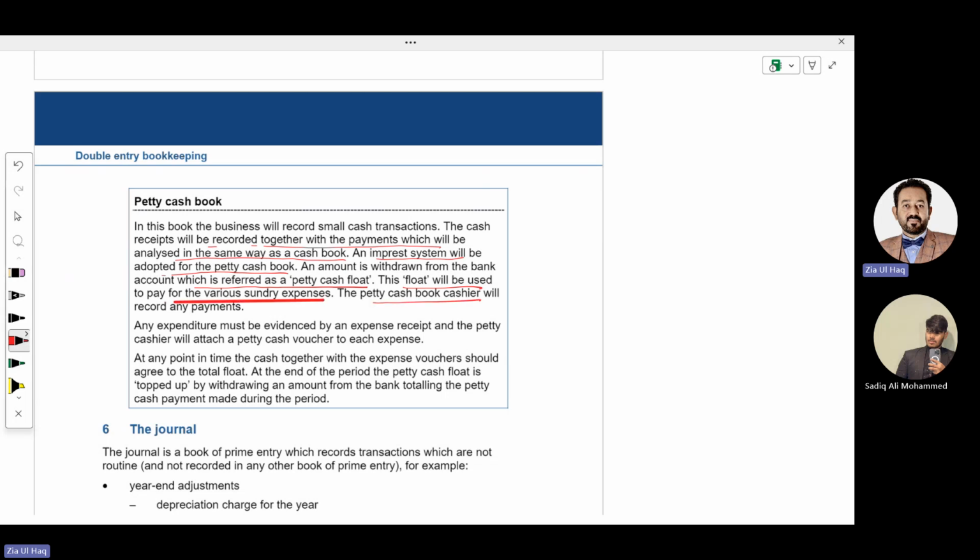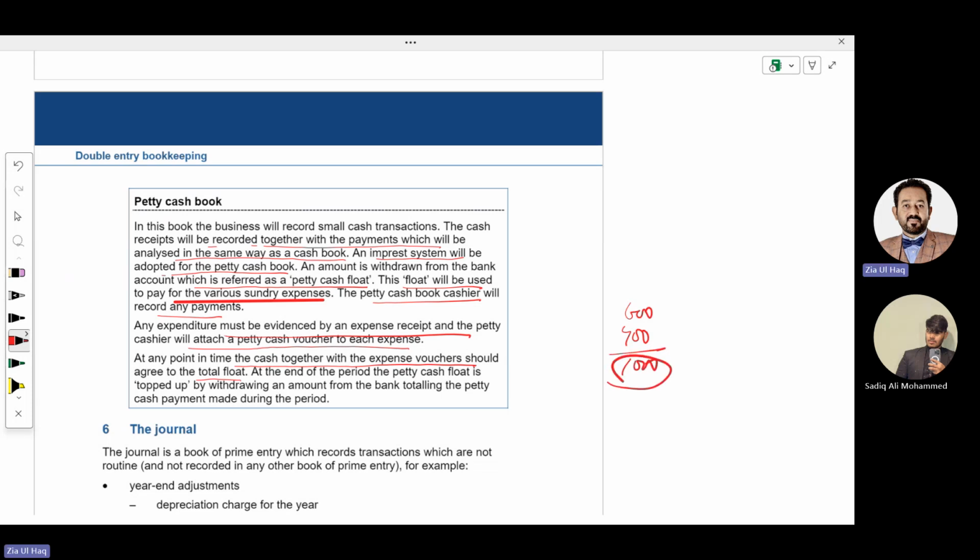The petty cash book cashier will record any payment. Any expenditure must be evidenced by expense receipt, mean bill, and petty cashier will attach a petty cash voucher to each expense. He should keep record of vouchers. Vouchers mean bills. At any point in the time, the cash together with the expense voucher should agree to the total float. Mean if he's having a 400 in the box, so he must have a voucher of 600 so that the float can be checked.